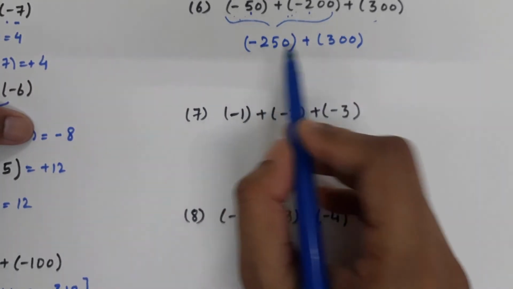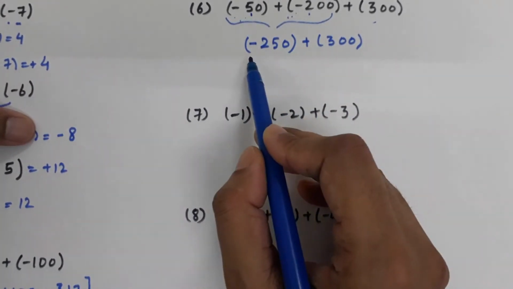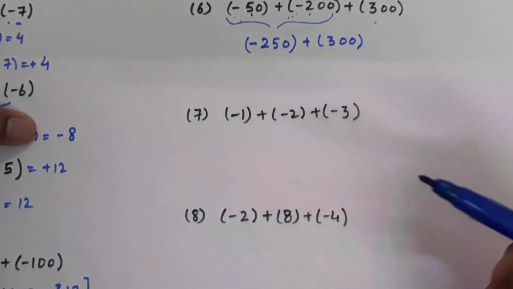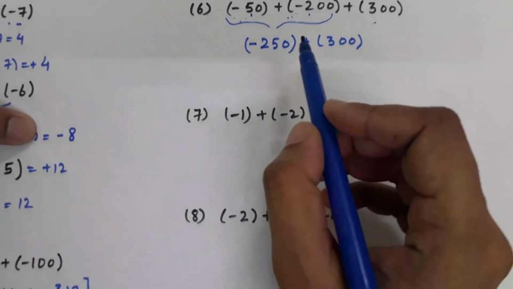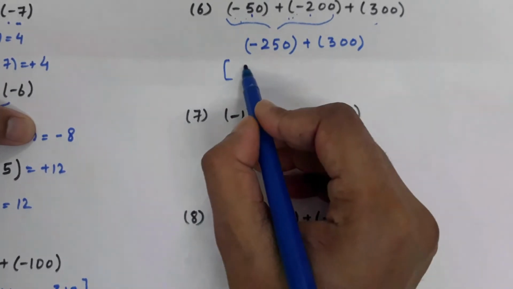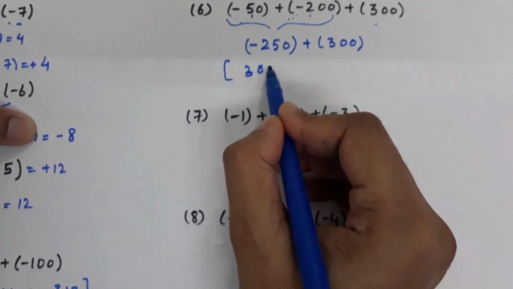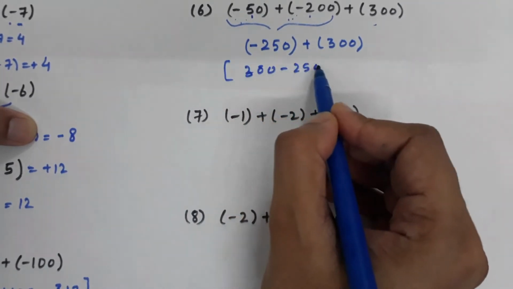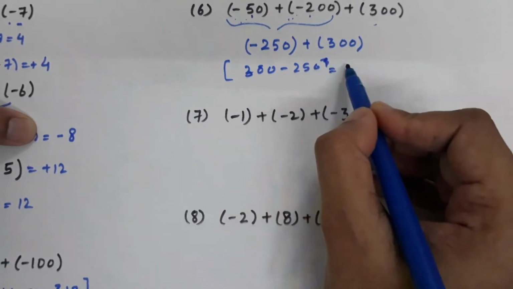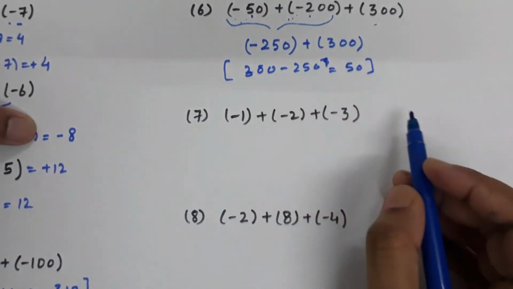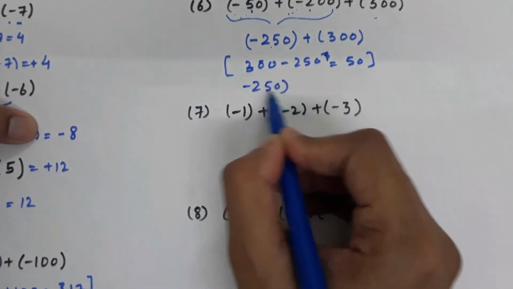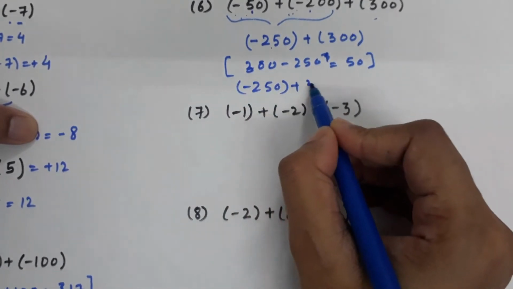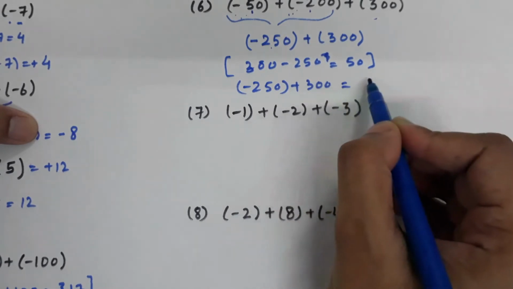Okay, now here these two integers have a different sign, one is negative, one is positive. If they have a different sign, we have to subtract them. Subtract smaller number from bigger number. So if I subtract, I'm putting this in a bracket for understanding. So if I subtract 300 and 250, I'll get 50. Okay, so if I subtract these two, that is minus 250 plus 300, I'm getting 50.